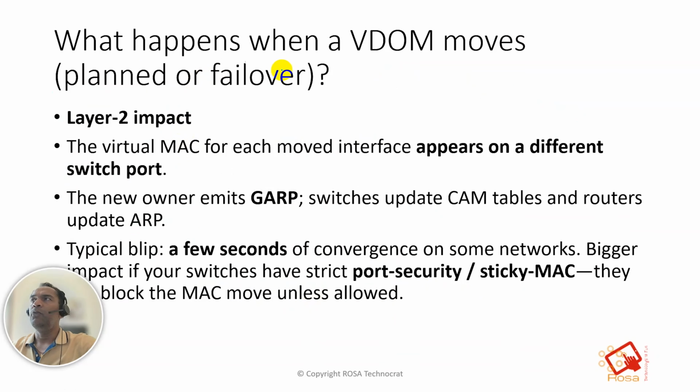Then what happens when a VDOM moves? A VDOM move happens due to some issue, a device failure, or a manual movement. What is the layer 2 impact? The virtual MAC for each moved interface appears on a different switch port.